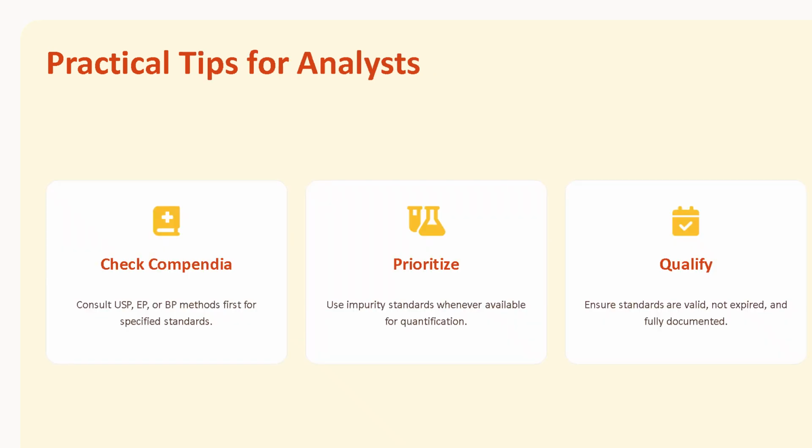Here are some practical tips you can apply in your daily work. Always check pharmacopoeia methods first. USP, EP, or BP often specify which reference standard to use. Whenever impurity standards are available, prioritize using them for impurity quantification. Always ensure reference standards are valid, not expired, properly qualified, and fully documented. Because good analytical practice starts with good reference standards.